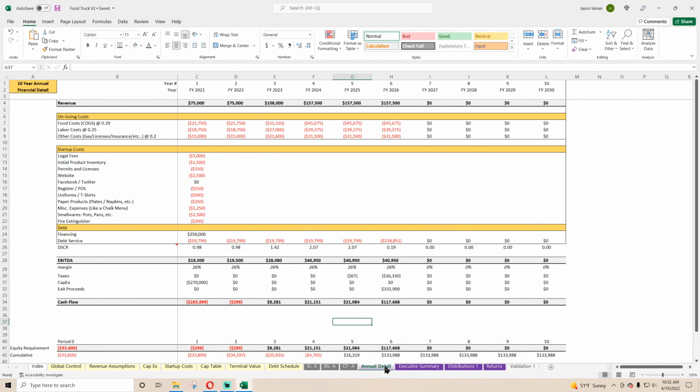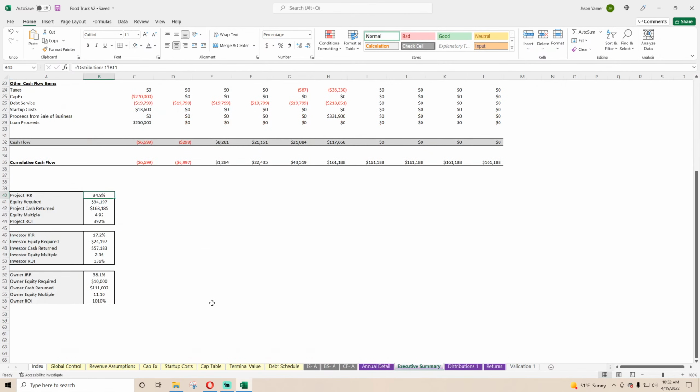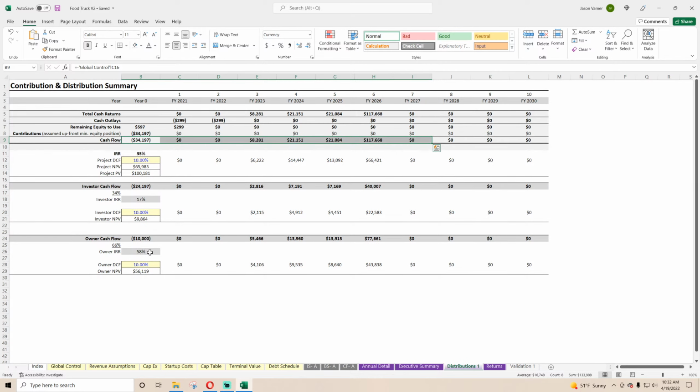So we have annual detail done. Executive summary looks good because we imported the distribution tab, so this is already set up right. 5817. Yep, looks good. All right, perfect.